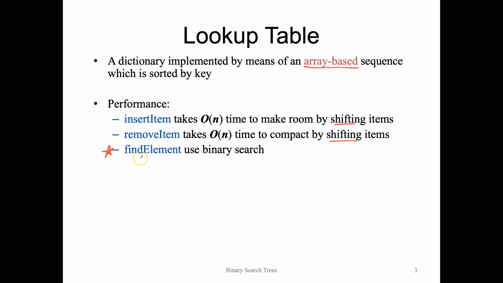So we could find an element straightforwardly by checking every element in this sequence, does it match the one we're looking for? But we can be a little smarter about it by realizing that if our sequence is already sorted, we can use that order to help us find an element faster. And the method that we're going to talk about today is binary search.